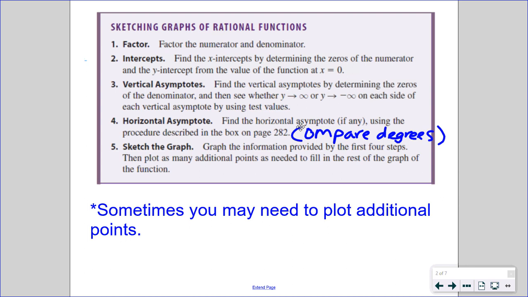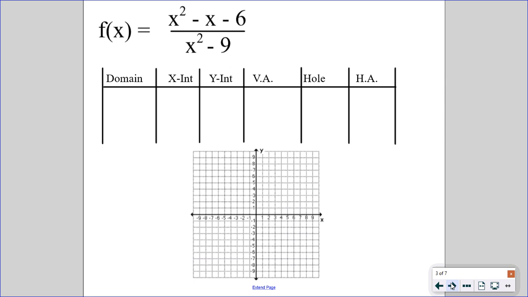And then once you have all that information, you basically just sketch it out and then plot as many additional points as needed to fill in the rest of the graph. Sometimes you can tell what the graph is going to look like without plotting additional points, but sometimes you have to plot some additional points. Okay, let's look at an example.